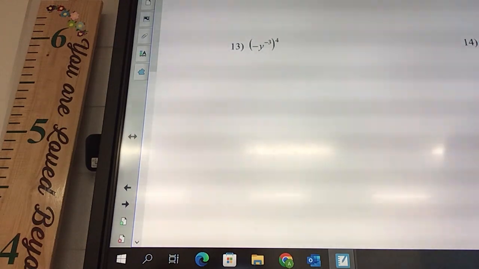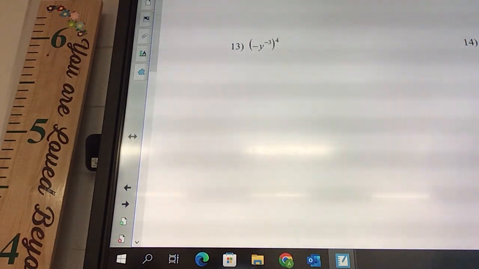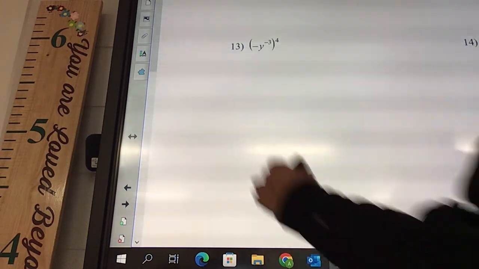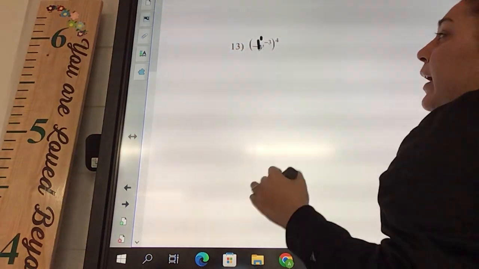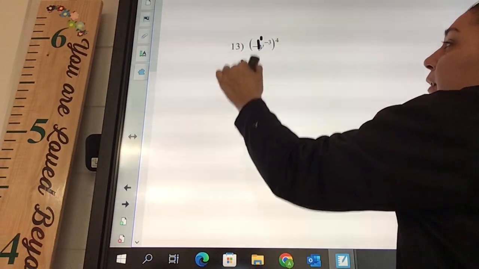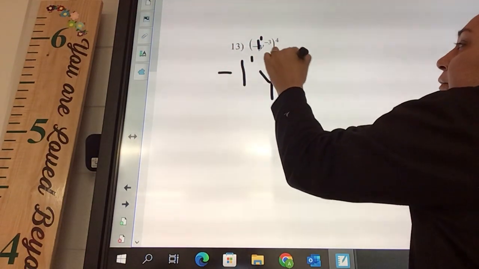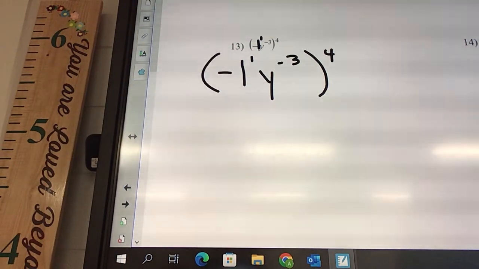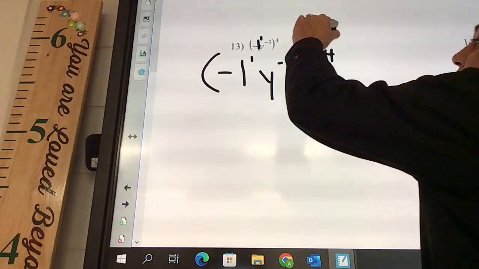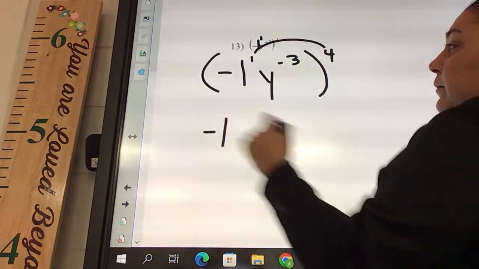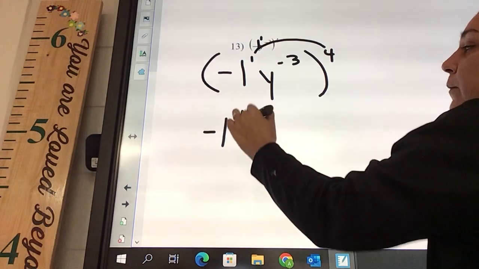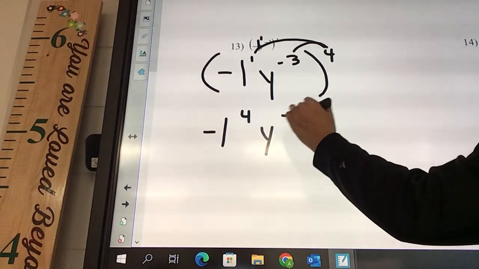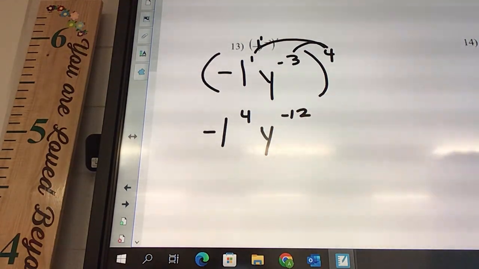Okay, 13. Where can I put a 1? In front of the y, and it's also got a 1 power, okay? So this looks crazy, but you got negative 1 to the 1 power, y to the negative 3, all to the 4, okay? That way it looks a little clearer. Okay, so what is 4 times 1? 4. Y to the 4 times negative 3, negative 12.